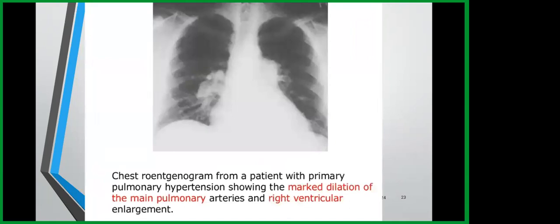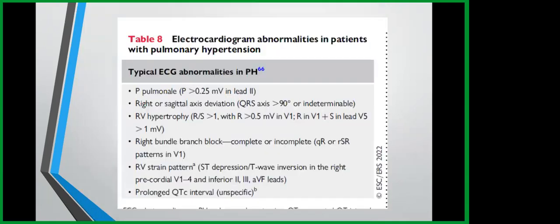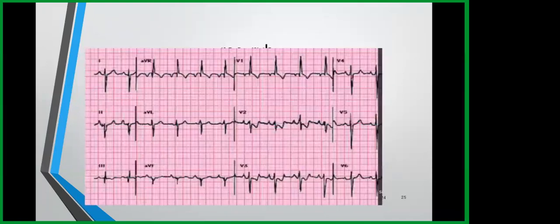So ECG, this is from the guidelines. ECG will show P pulmonale, right axis deviation, right ventricular hypertrophy, R over S greater than 1. You may also see right bundle branch block, complete or incomplete, with strain. That's ST depression. You may see a strain pattern, ST depression or T-wave inversion in the precordial leads V1 to V4, and also leads 2, 3, and aVF. Then prolonged QTc may be seen, although it's non-specific.